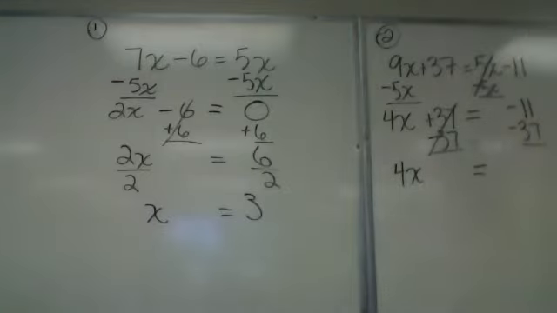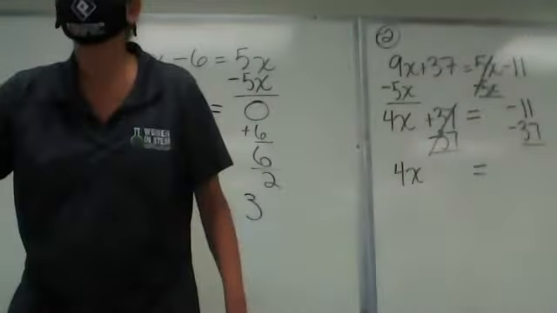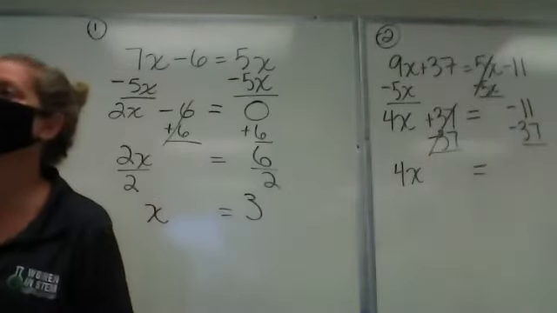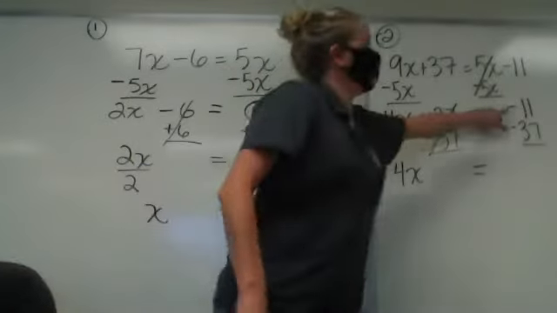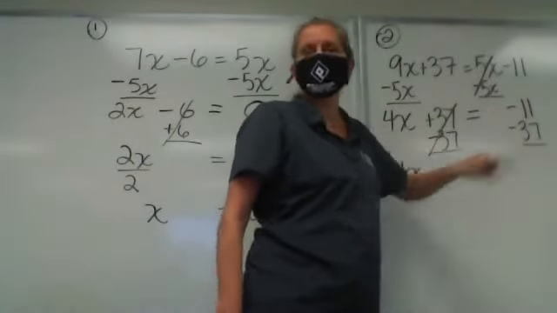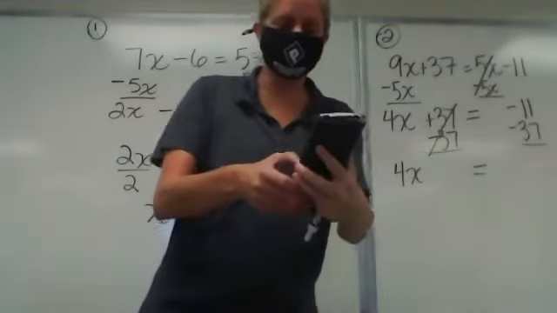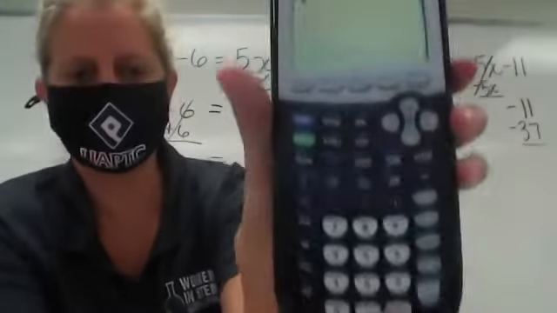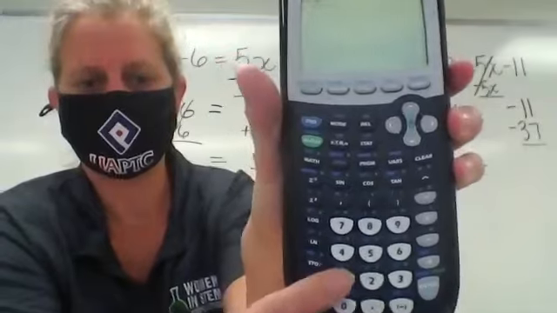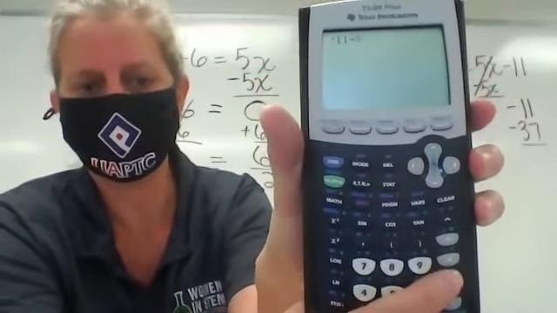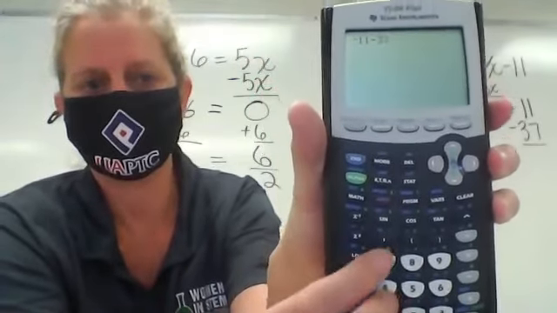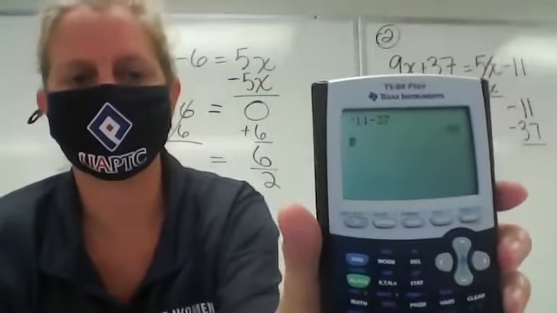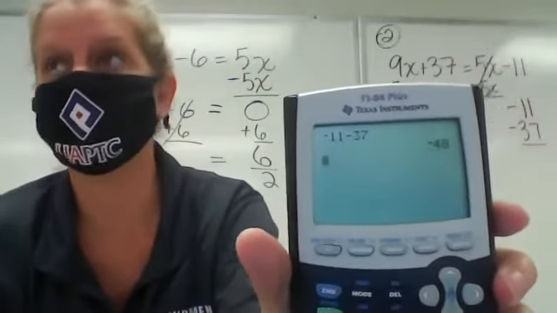Now let's see. I'm not comfortable doing all that in my head. Just take it to your calculator. What do you need to tell your calculator? What are you wanting to do? You're wanting to do negative 11 minus 37. So that's exactly what you tell it. Now remember, your negative button is down here below the 3. So negative 11 minus 37. And then hit enter to get negative 48.